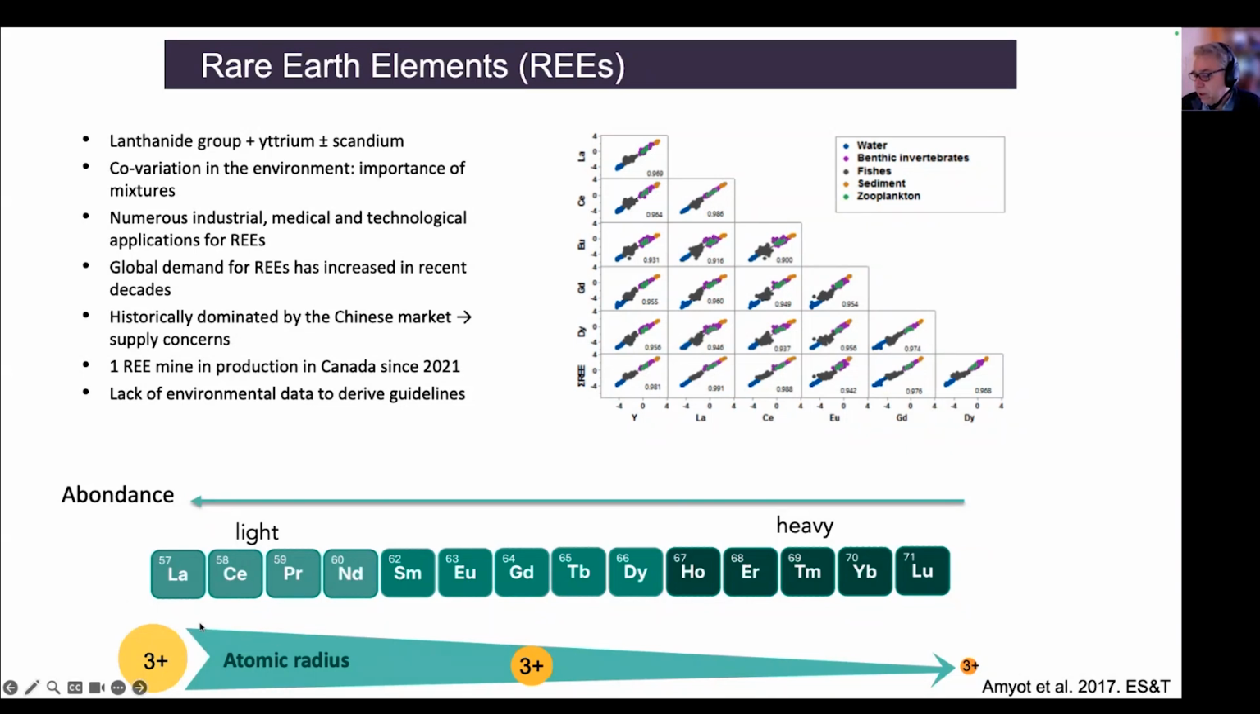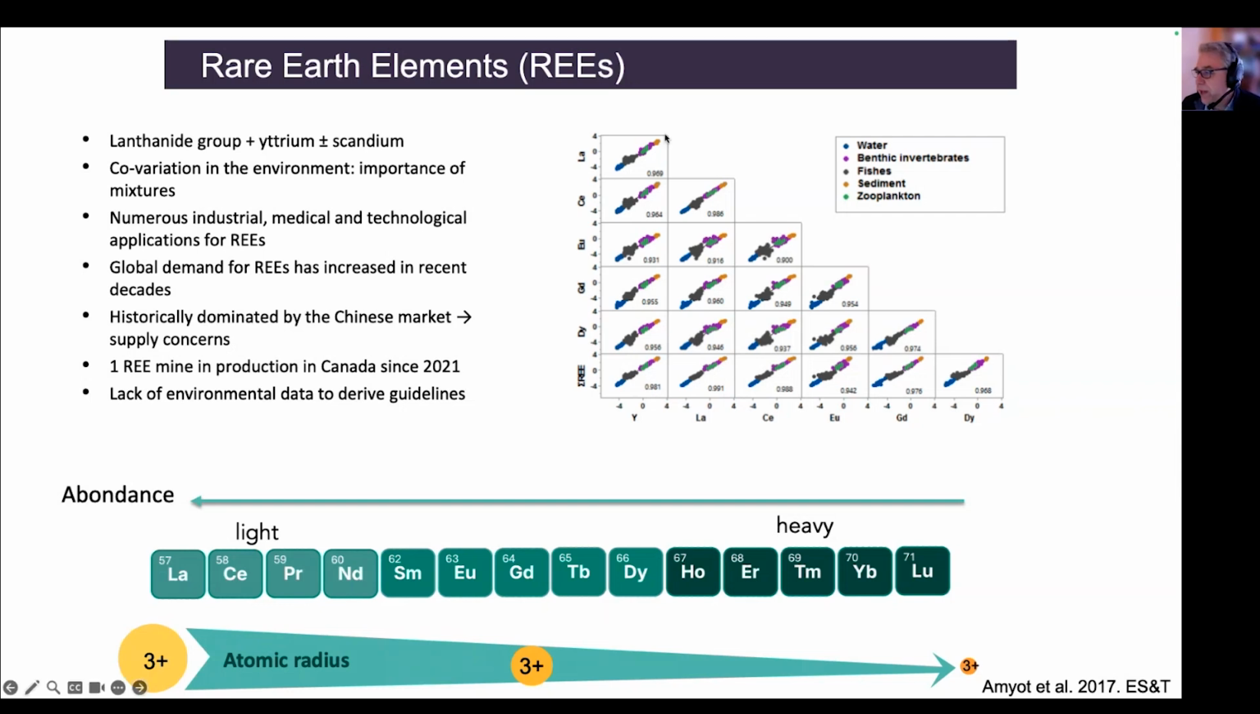And there is a gradient in atomic radius that modifies a bit the properties of these elements, for instance towards particles. Usually the light REEs are more particle reactive and therefore may be more easily scavenged from the water column towards the sediments than heavy REEs, and this is partly due to the change in the atomic radius with atomic mass. In general, there is a big covariation of all these elements together in the environment.